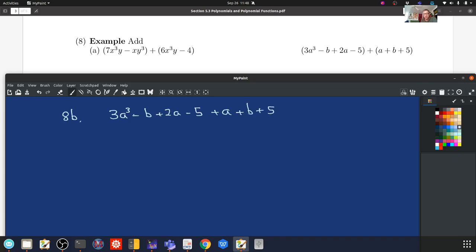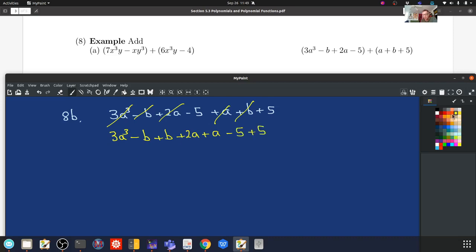So these are polynomials in the variables a and b. So let's start adding them. 3a cubed. Is there another a cubed term? No, there's not. It doesn't matter which terms you go next. I'm just going to take them in the order that they go. There's a minus b. Is there any other degree 1 b terms? There is, right there. It's a plus b. Plus 2a. Is there any other a terms? Yep. Right there is plus a. And then I have a minus 5 and a plus 5.